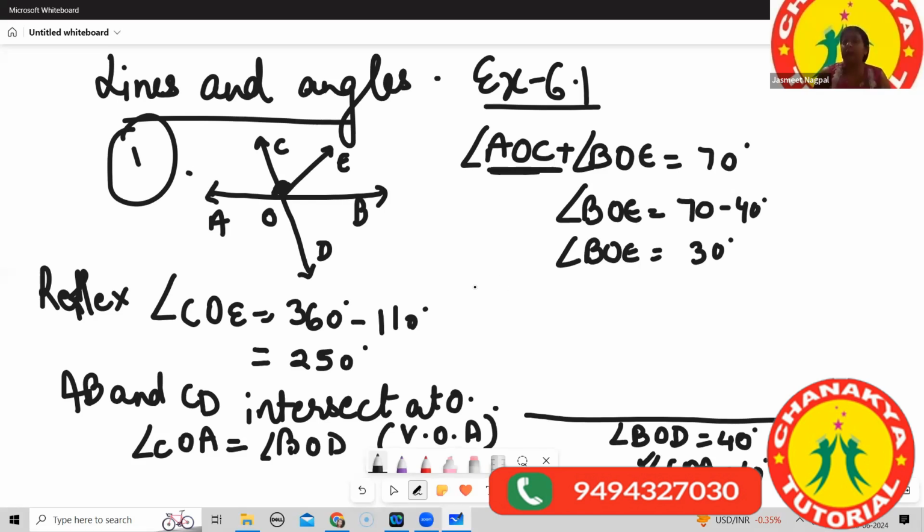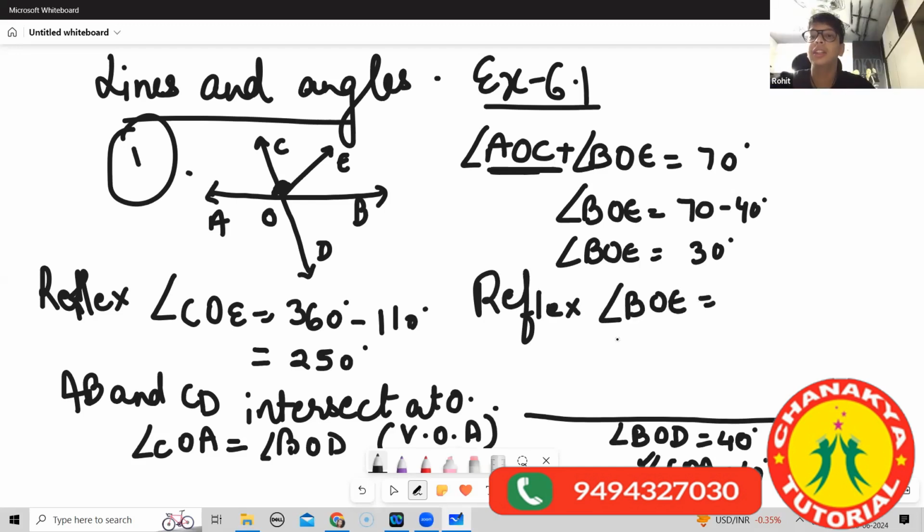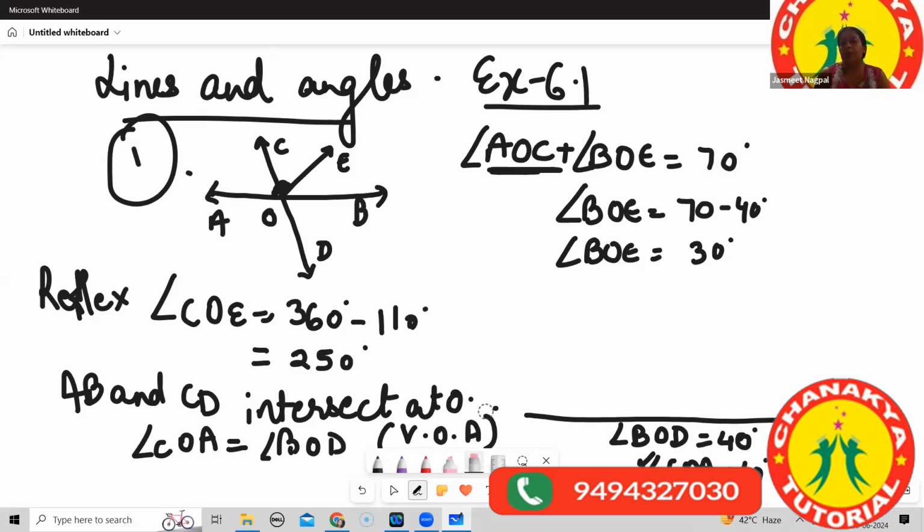If we find the reflex BOE, so what you will do? Reflex BOE will be 360 minus 30. So 330 degrees. So what is the final answer then? But BOE is 30 degree, reflex COE we have to find now. No need to find out reflex BOE because the question demand is only reflex COE. So this is your final answer.